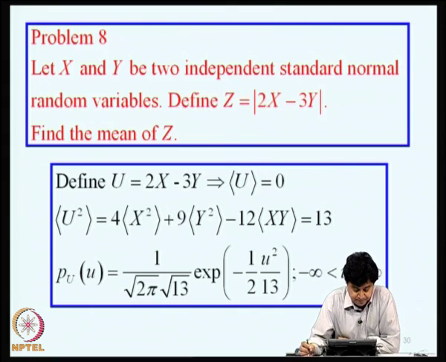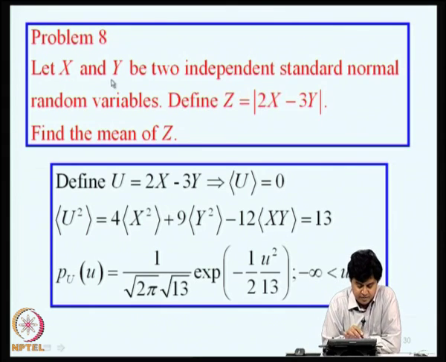The next problem, we consider two random variables x and y, and we assume that they are independent standard normal random variables, and I define z as the modulus of 2x minus 3y. The question is to find the mean of z.